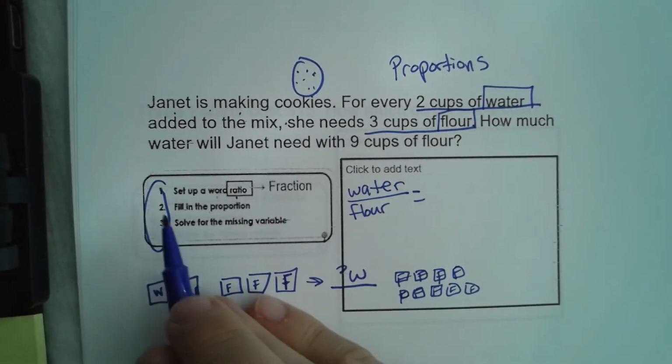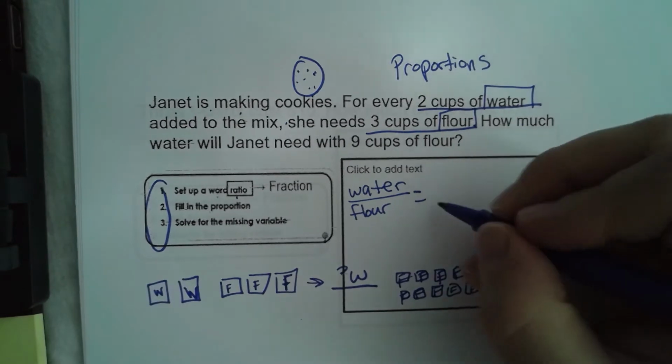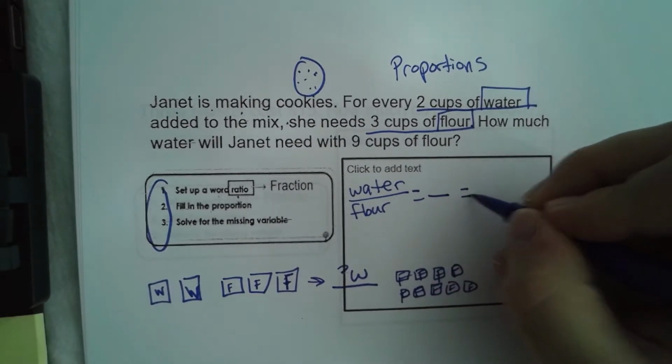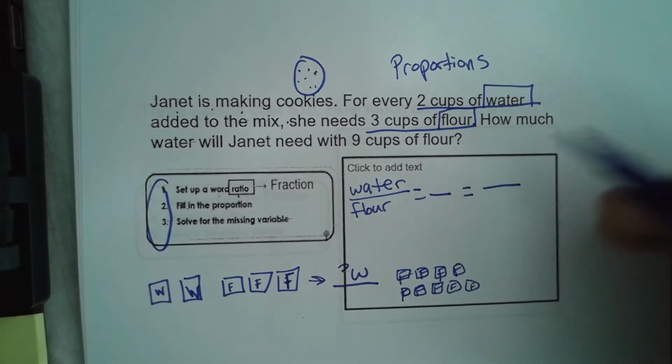Number 2 is fill in the proportion. I'm going to draw 2 lines like this to make a proportion.